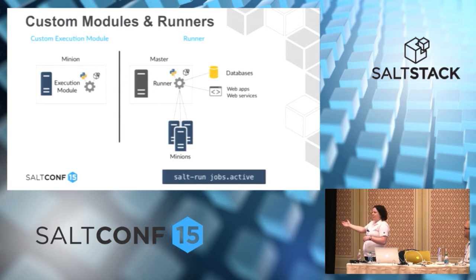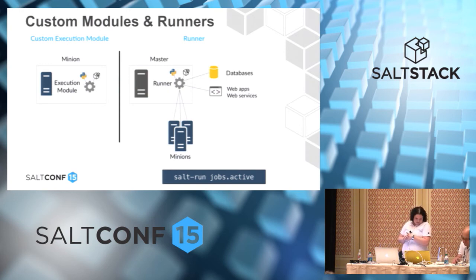This is an example of the jobs runner, which is a really useful runner where you can use different functions to get information about different jobs. So what are the active jobs that are still running? And it'll list those out. There's a bunch of other ones I can't remember off the top of my head, but it's a really powerful way that you can do all kinds of different custom things. You can use databases and web apps and web services.